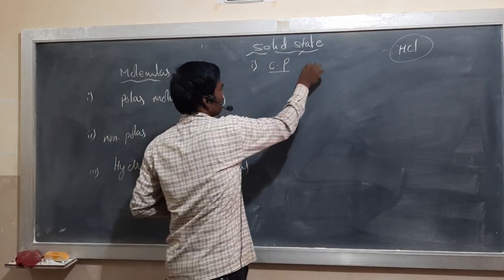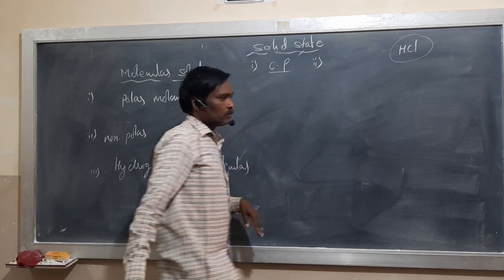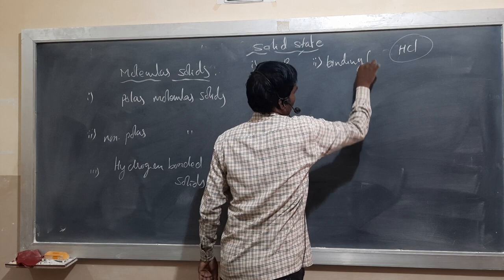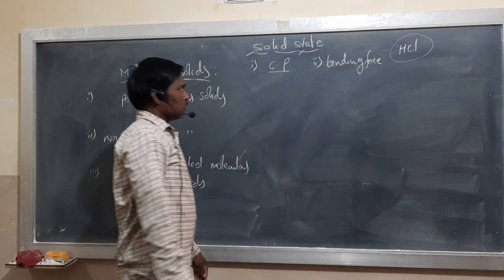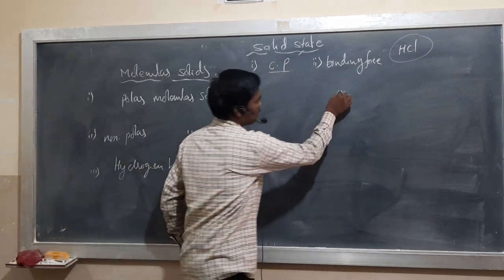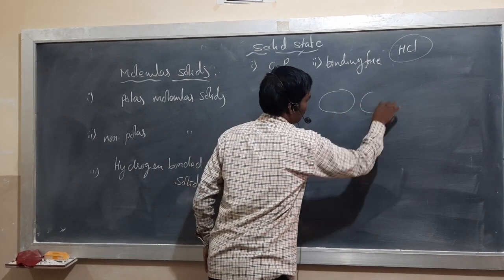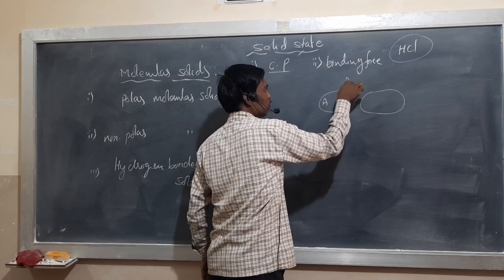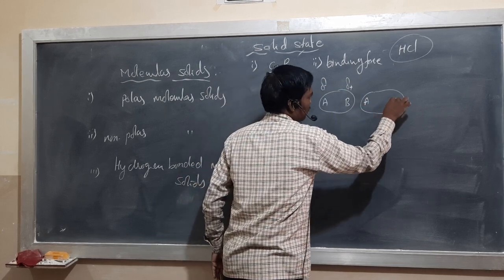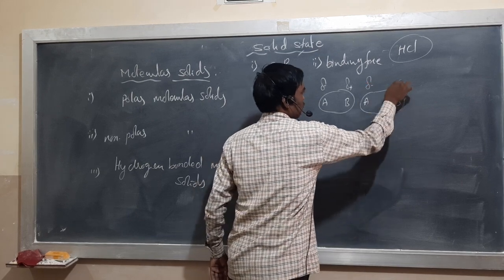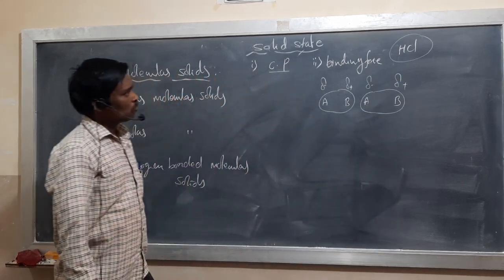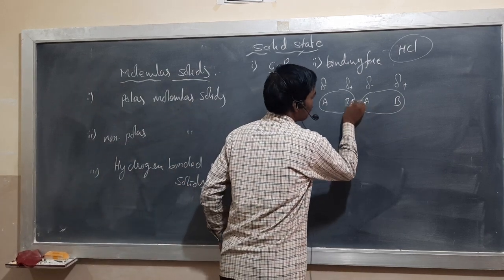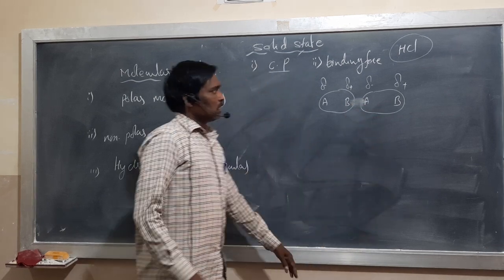And the second property we discuss is the binding force, the binding force present between the molecules. Say, students, for example, this is one polar molecule and this is another polar molecule, say A and B. Each has two poles, positive and negative. Also AB, another molecule, negative and positive. These two polar molecules are bonded with each other by a certain force of attraction.